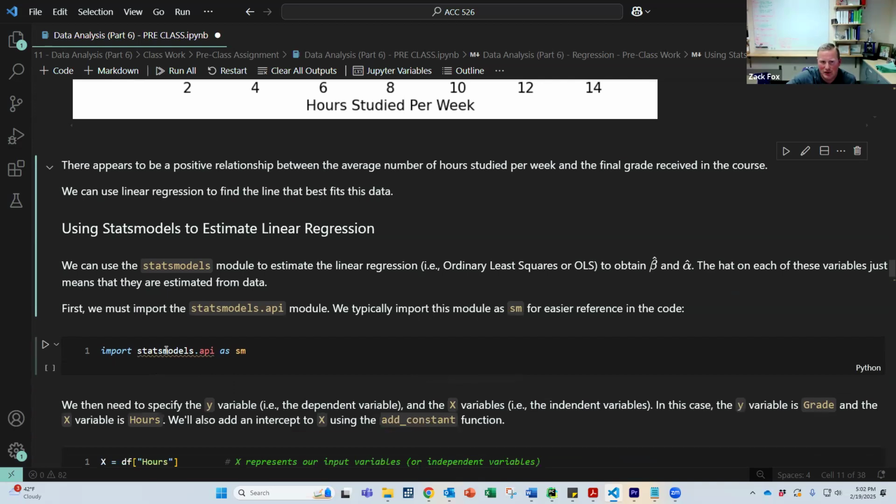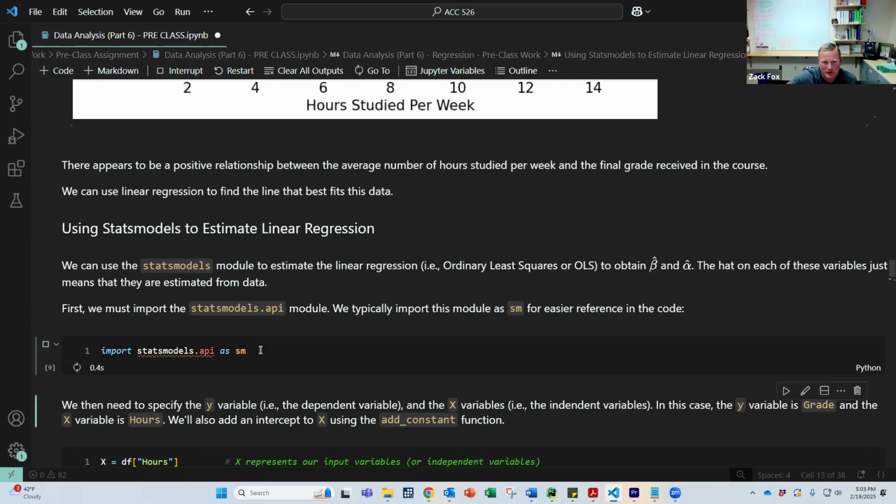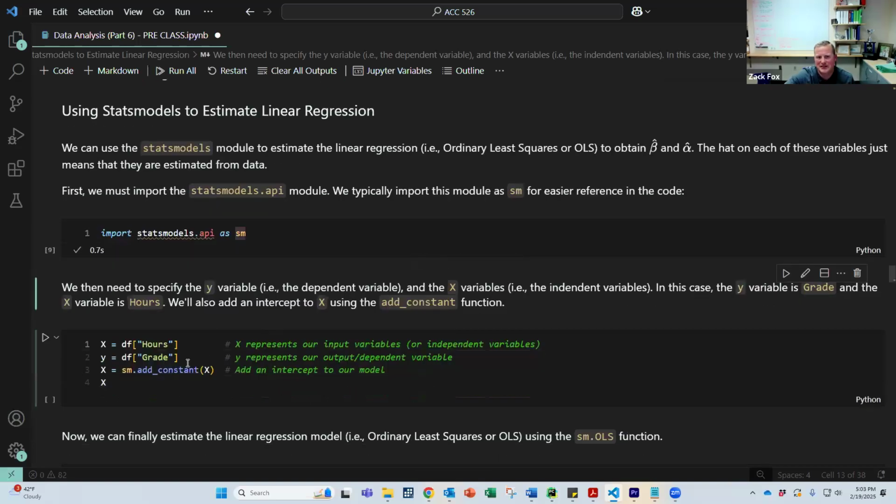So first, we have to start by importing statsmodels.api. We typically import this module as sm for easier reference in the code later, similar to what we did with pandas, NumPy and matplotlib. So let's load that in. We now need to specify the y variable, i.e. the dependent variable, and the x variables, which are going to be the independent variables. In this case, we just have one. We have the y variable, which is our grade, and the x variable, which is hours. We're doing a simple linear regression.